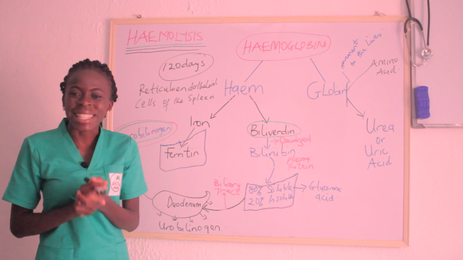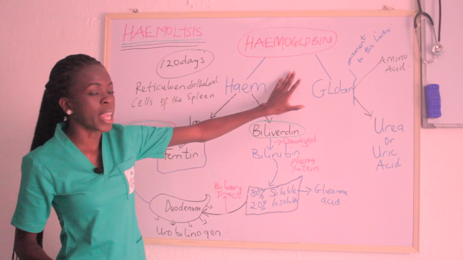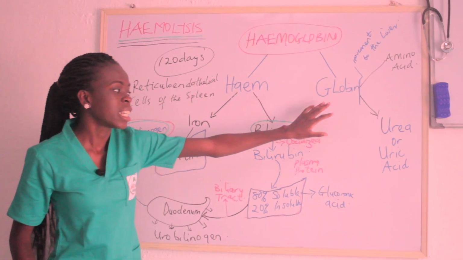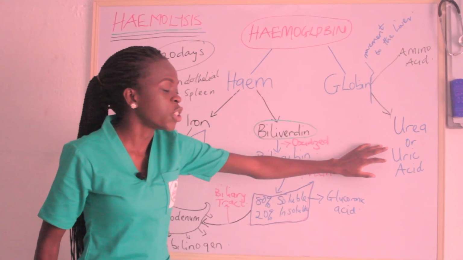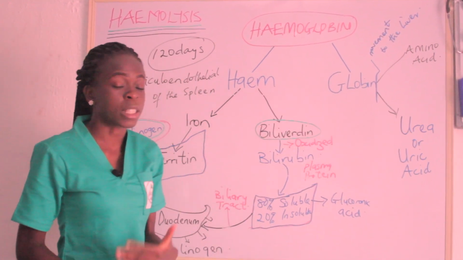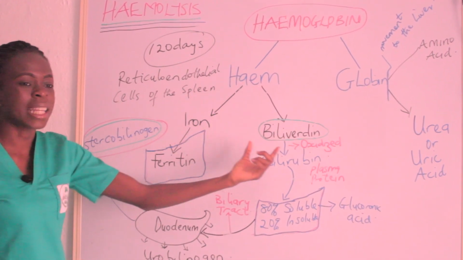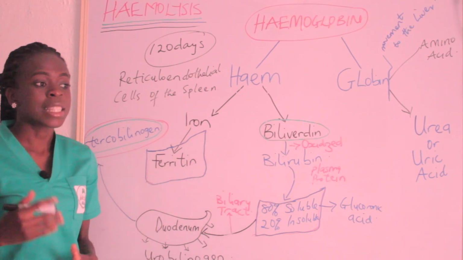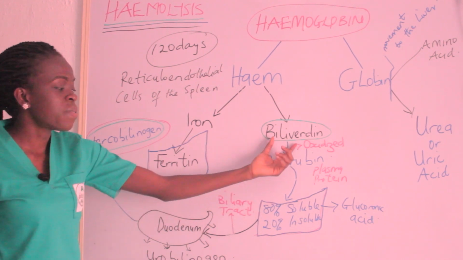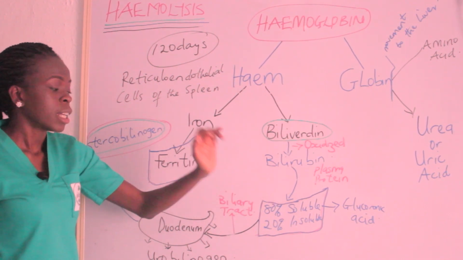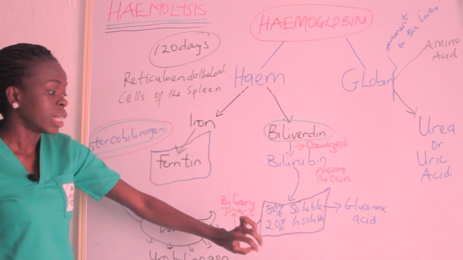I hope we are able to understand the process involved in hemolysis. First of all, there's a breakdown of the hemoglobin into the heme and the globin. The globin portion forms the amino acid, or the urea or uric acid, which is excreted out of the body. The heme has both the iron and the biliverdin. The biliverdin is oxidized into bilirubin. The bilirubin is then transported with the help of plasma proteins into the liver.